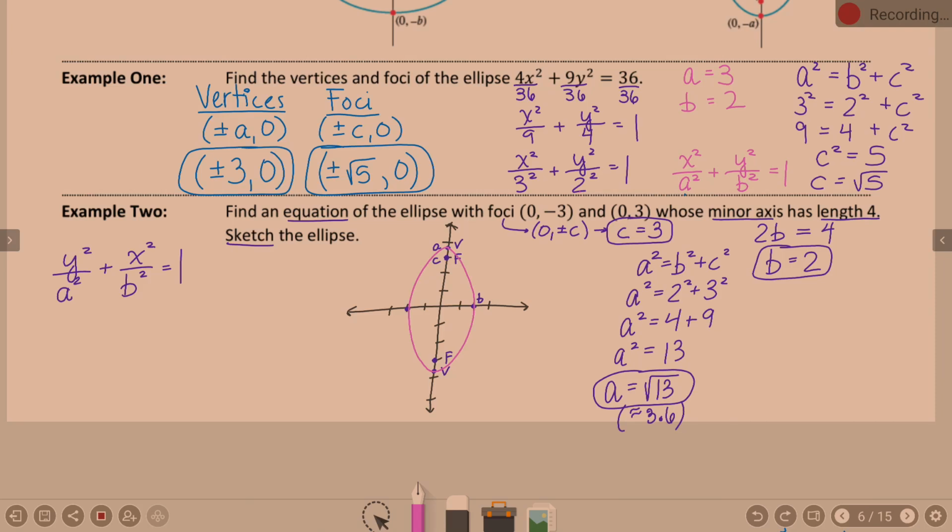Wow, that's a pretty good ellipse for me. Sorry, I struggle to draw these things when I have to connect them through specific points. Okay, so there's my sketch of the ellipse.